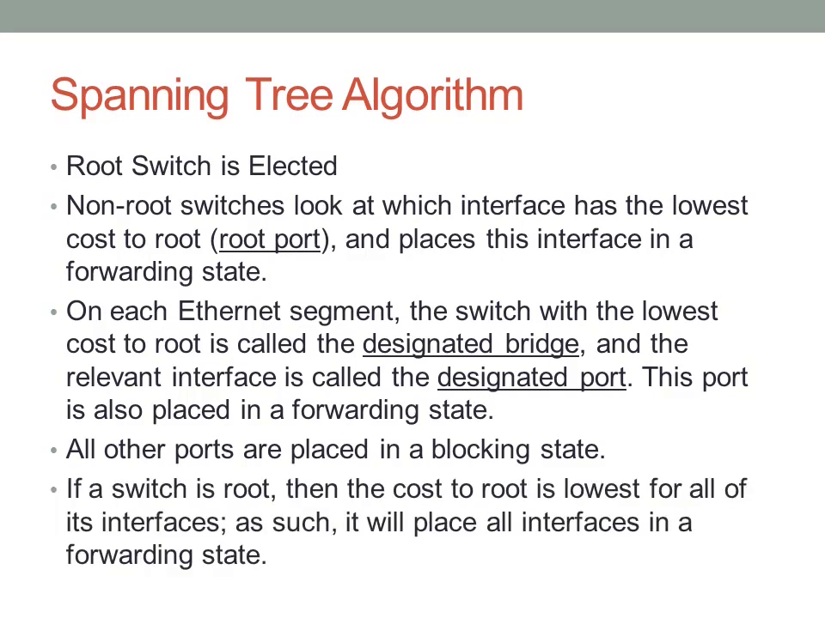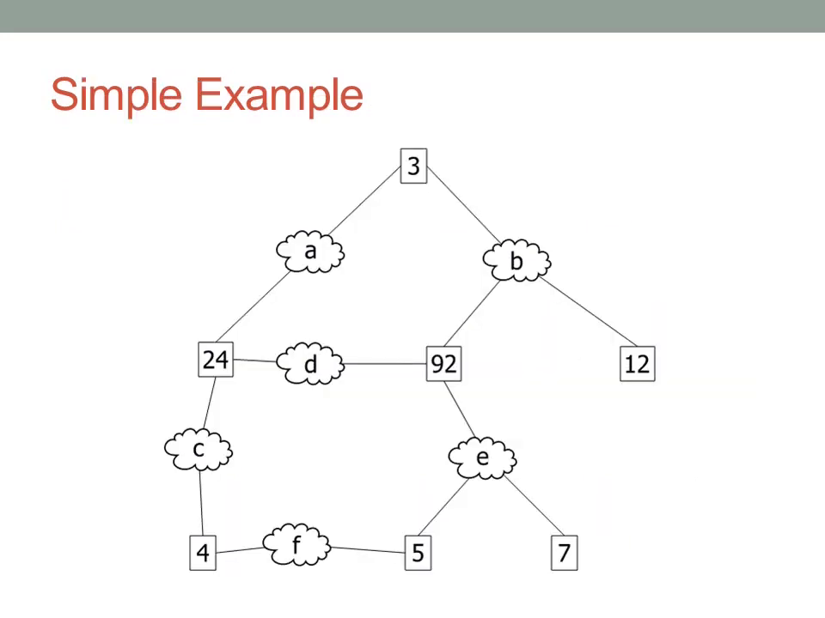And if a switch is root, its BPDU on the interface is going to be better than any other possible BPDU it can receive, and so it will place all of its interfaces into a forwarding state. It will basically make all of the interfaces designated ports. Again, it compares not just the BPDUs received, but also the BPDU generated on that interface.